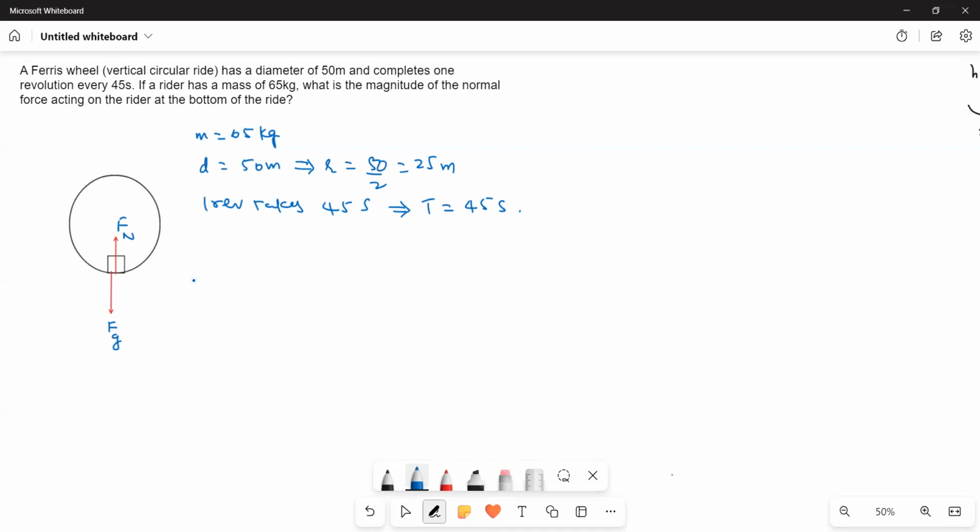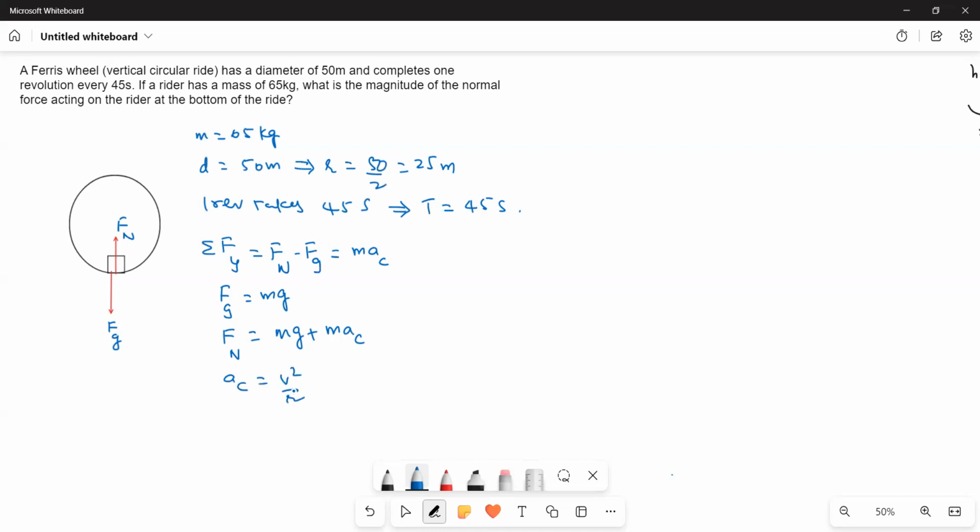Now let us write the force equation. Sigma Fy is equal to Fn minus Fg is equal to m a_c. Because it is circular motion, we have to take the centripetal acceleration. And Fg is equal to mg. Therefore, Fn is equal to mg plus m a_c, and we know a_c is equal to v squared over r.